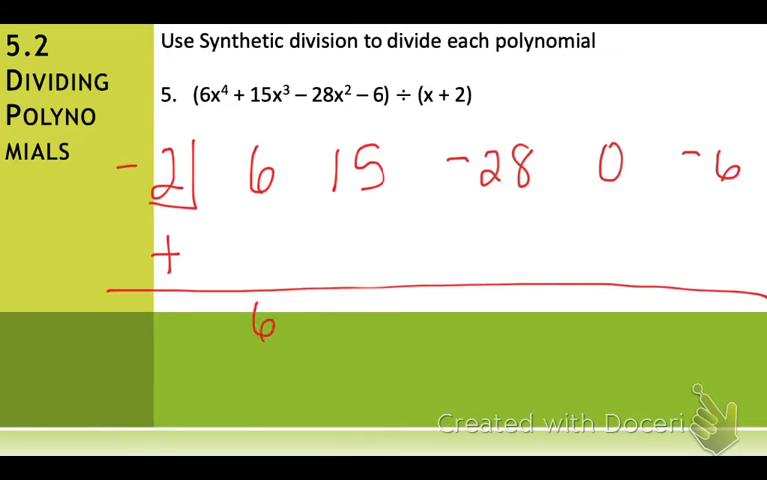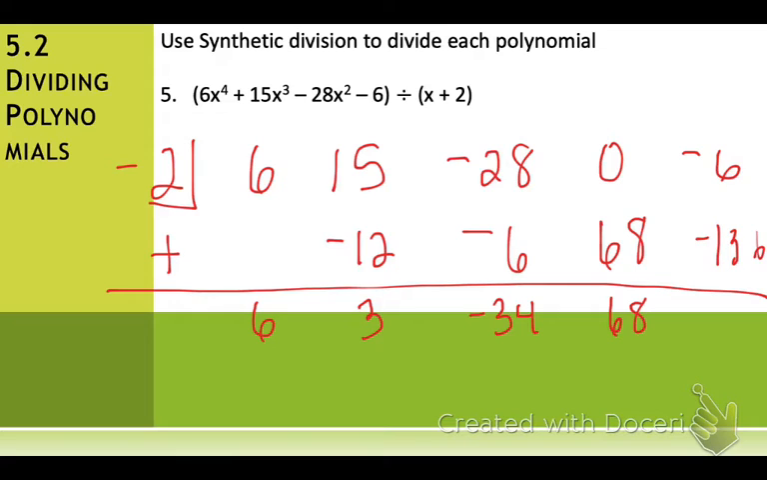All right, that's going to be 6. Multiply those together, you get negative 12. 3, multiply those together, you get negative 6. Add those, you get negative 34. Multiply these together, you get 68. Add those, you get 68. Multiply those together, you get negative 136. And add those together, you get negative 142.